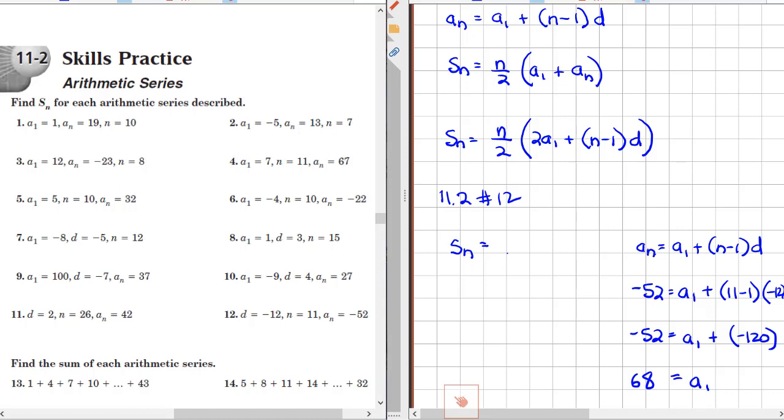I have 11 terms, n over 2. 11 over 2, my bad. I now know the first term is 68, and I was given the last or 11th term, and that's negative 52, and I'm thinking we're done. Okay? I'll let you finish that yourself.